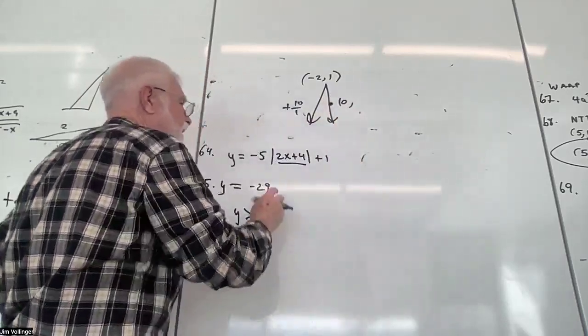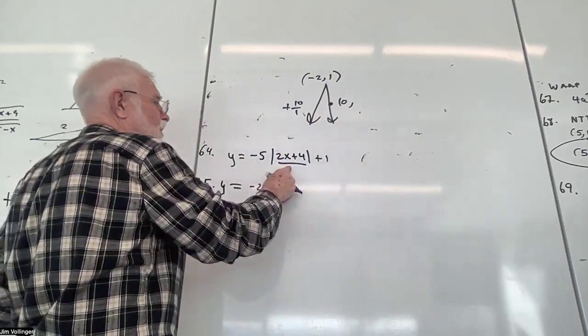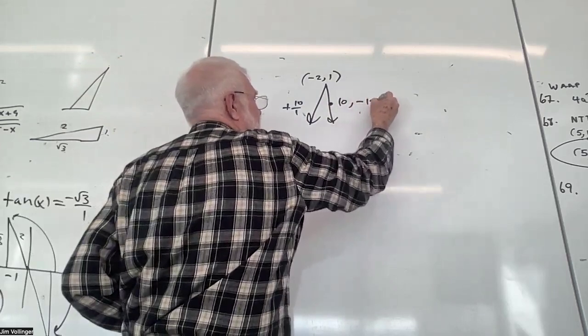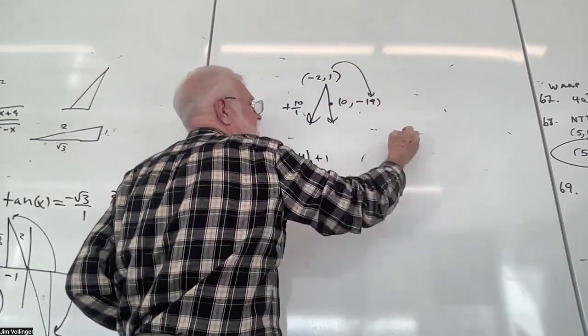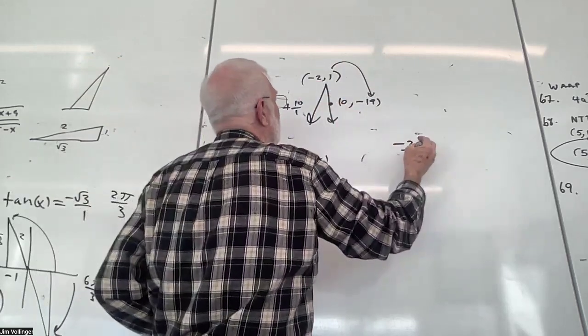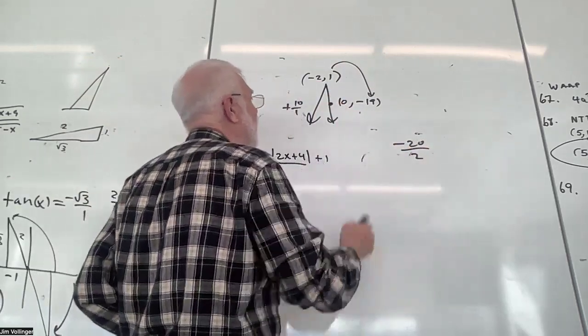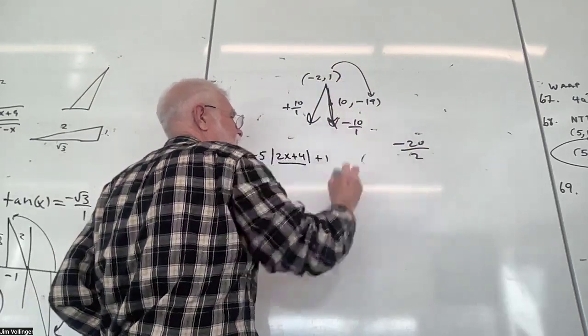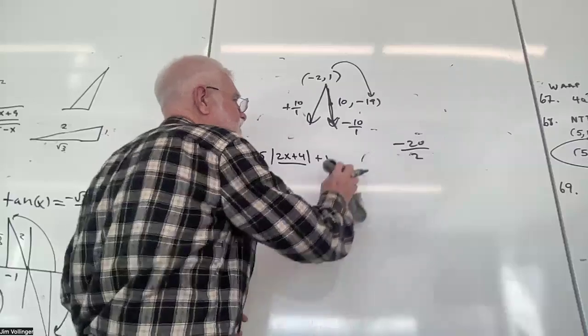Let's do it one more time. So that's absolute value of 4 is 4. Minus 20 plus 1, minus 19. How do you get from 1 to minus 19? You go down 20. How do you get from negative 2 to 0? You go up 2. Oh yeah, I am going down at 10 to 1. So what's the piecewise?